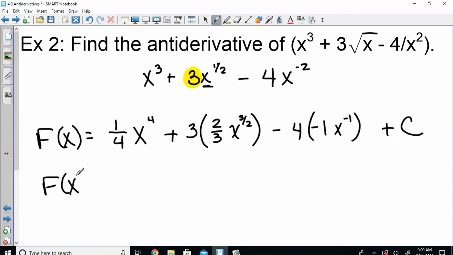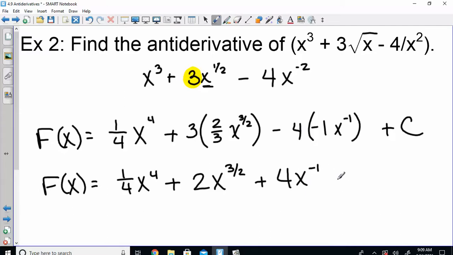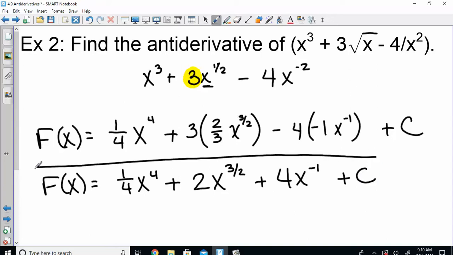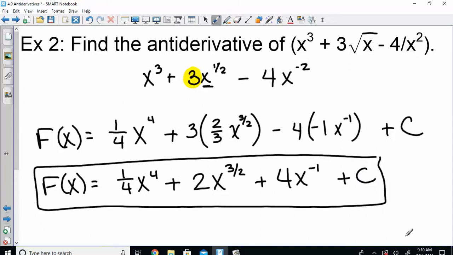So we can clean this up just a tad. So we get 1/4 x to the 4th plus 3 times 2/3 is just a 2, x to the 3/2. Negative 4 times negative 1 is positive 4x to the negative 1 plus c. And you can easily check. If I did this derivative, 4 comes down, 4 and 1/4 cancel, and I get x cubed. Bring down the 3/2, I get 3x to the 1/2. Negative 4x to the negative 2. And when you do the derivative of the constant, it disappears.